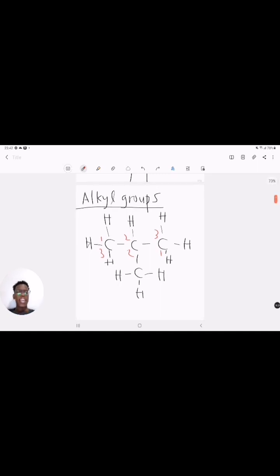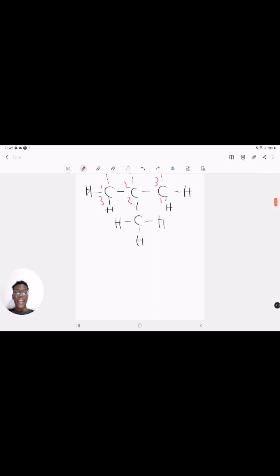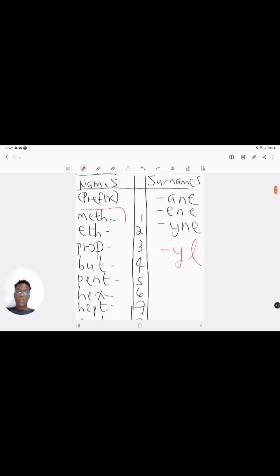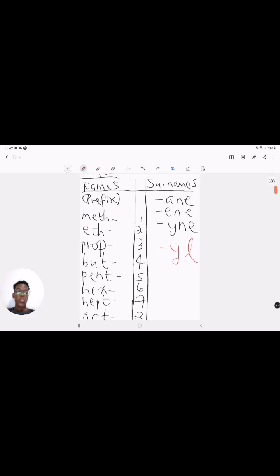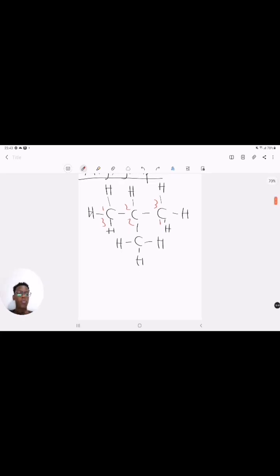Now, how do we name this alkyl group? Since this alkyl group has one carbon atom, what do we know about one? We know that one corresponds to meth. So we come down here and we say our alkyl group, just our alkyl group. We're not naming the entire compound just yet. We're just focusing on the alkyl group for now. We will go back to the entire compound.